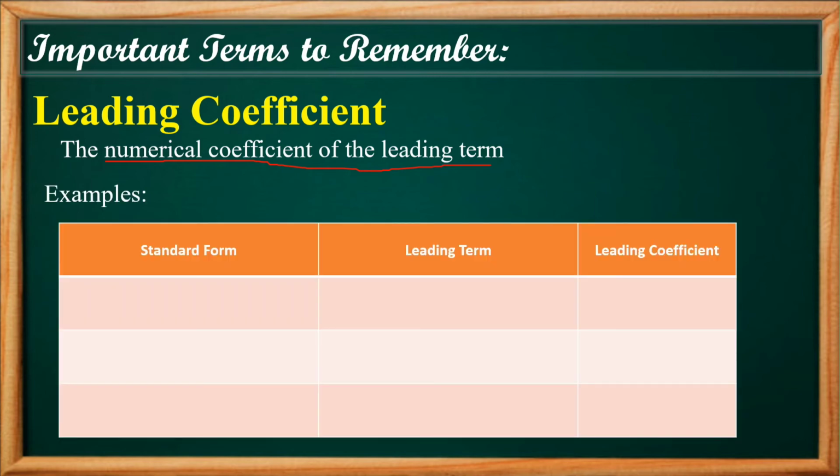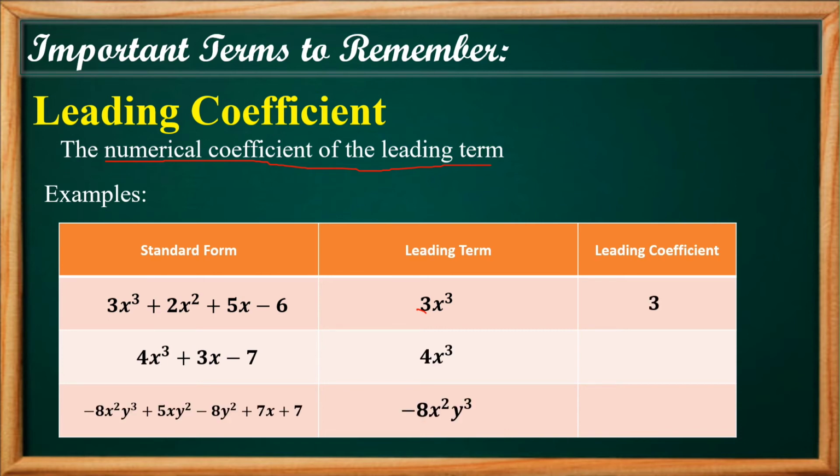Yun siya. Now, example, the standard form, discuss natin kanina, the leading term is 3x cubed. Ano yung numerical coefficient? Siyempre, yung number, which is the number part, which is the 3. Therefore, the leading coefficient is 3. Okay. The second one, the leading term is 4x cubed. Then, the leading coefficient is 4. Then, the third one, the leading term is negative 8x squared y cubed. Then, the leading coefficient is negative 8. Okay.